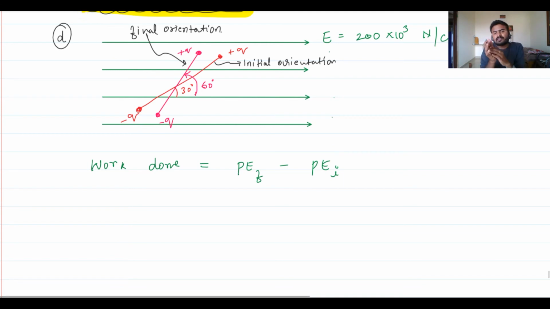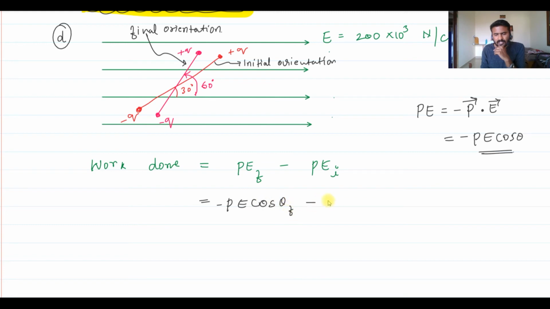Now what is the formula for potential energy? Potential energy of an electric dipole in an electrical field is given by minus p vector dot e vector, which is minus pE cos theta. So we are going to substitute that here: minus pE cos theta final minus, and be careful here, the initial potential energy is minus pE cos theta initial.